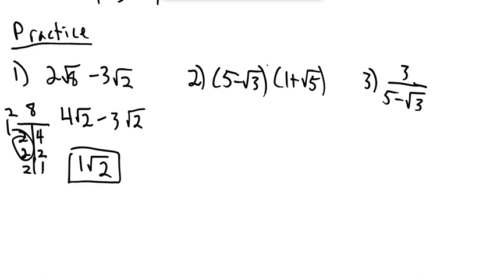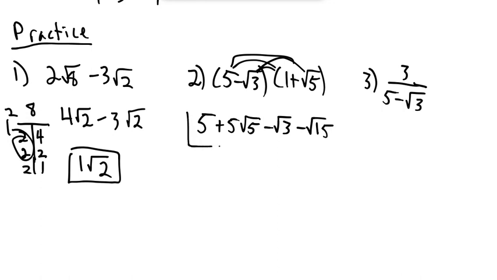For this next one, what do we have to do? Well, we FOIL. And we get 5 times 1. 5 times square root of 5, coefficients and radicals don't mix, so it's just 5 times square root of 5. We have the minus square root of 3 times 1, so that's minus square root of 3. We have minus square root of 3 times square root of 5. That's going to be minus the square root of 15. That's our answer here.